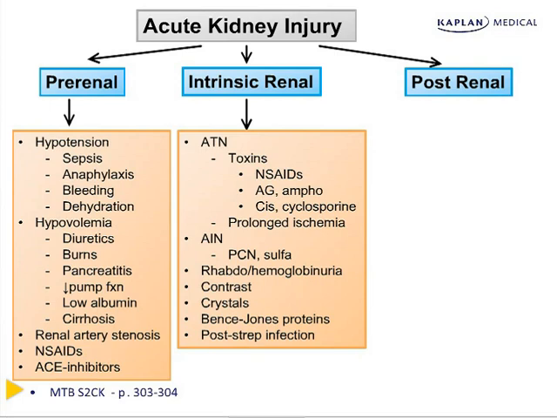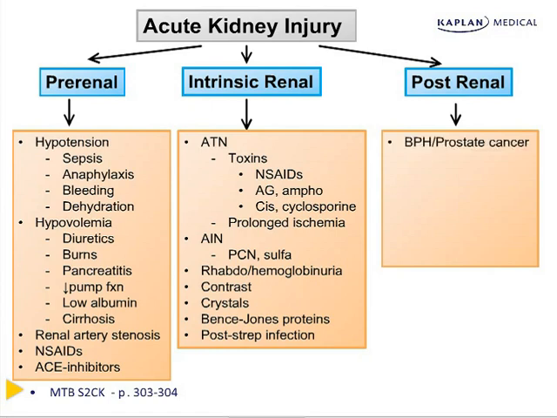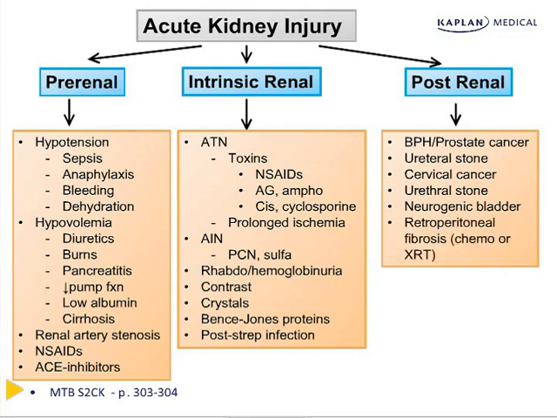Usually, obstruction at the level of the kidney and ureter is not enough to cause AKI unless the patient only has one kidney. So the sites of obstruction to think about as causing post-renal AKI are the prostate, so in the setting of prostatic hypertrophy or really bad prostate cancer, a stone that gets caught in the urethra, cervical cancer, if it gets really large and obstructive, a stone in the urethra, neurogenic bladder, or retroperitoneal fibrosis. Usually this happens as a complication of either chemo or radiation therapy.